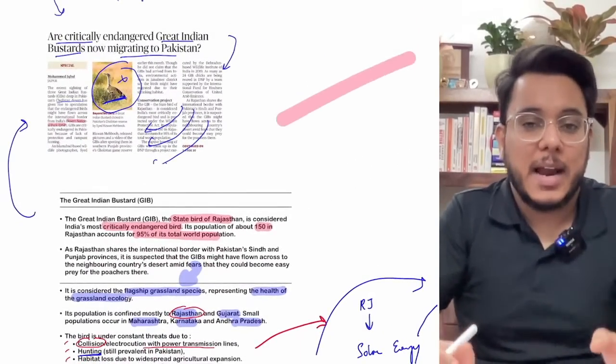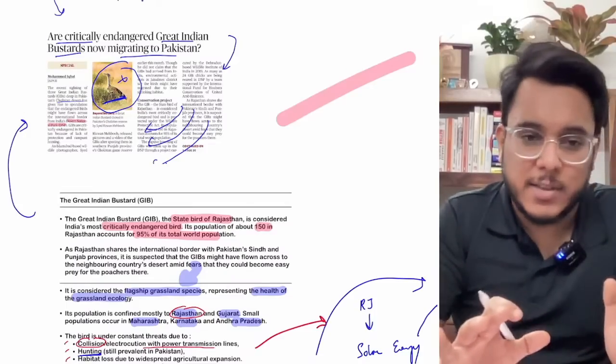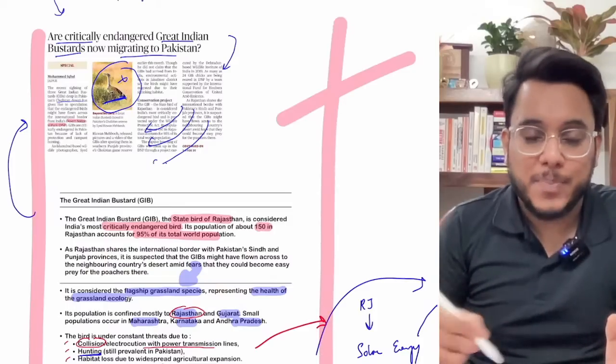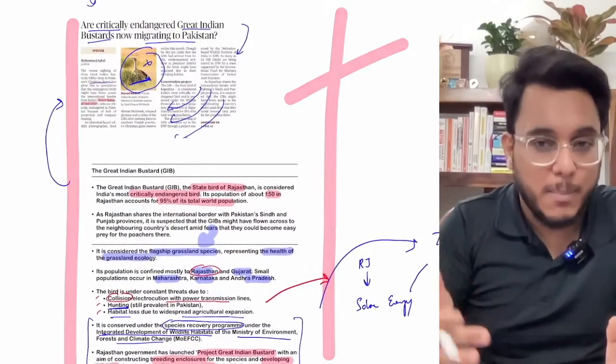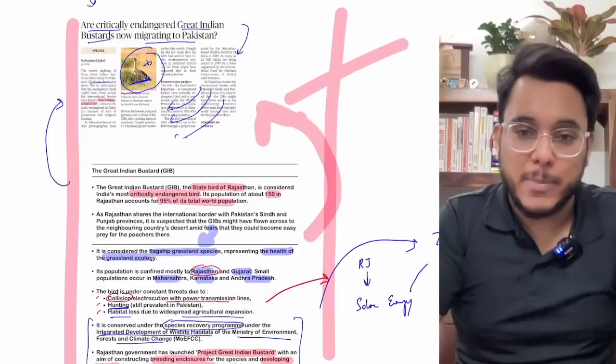So this is, guys, the entire article. Beyond that, you don't need to go and see anything with respect to the great Indian bustard, because all these dimensions that are important for the exam, including the value addition and the background, I have given you here in the notes. So please download these notes and please use them.